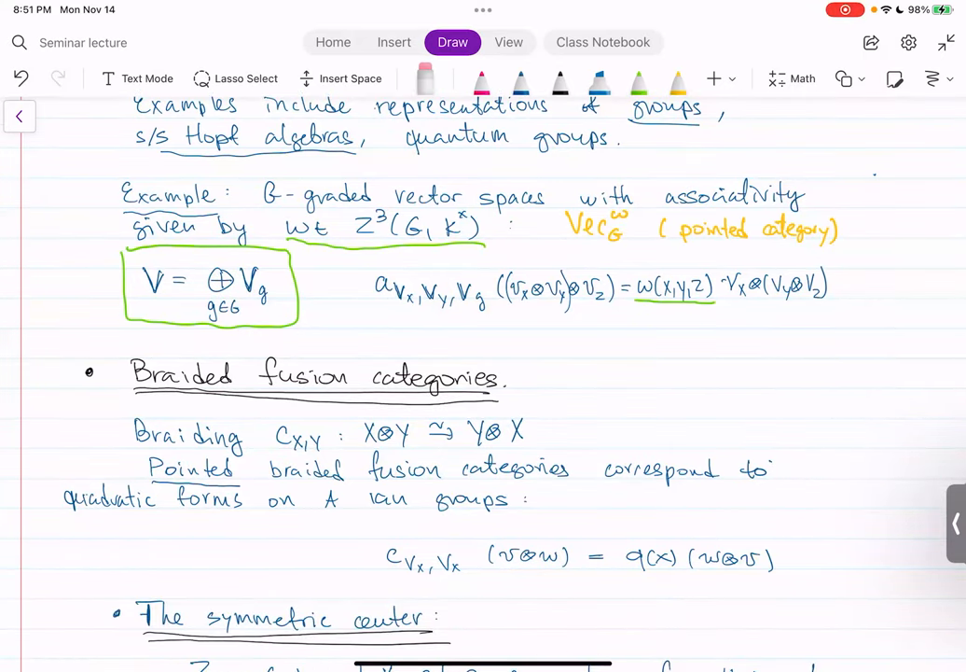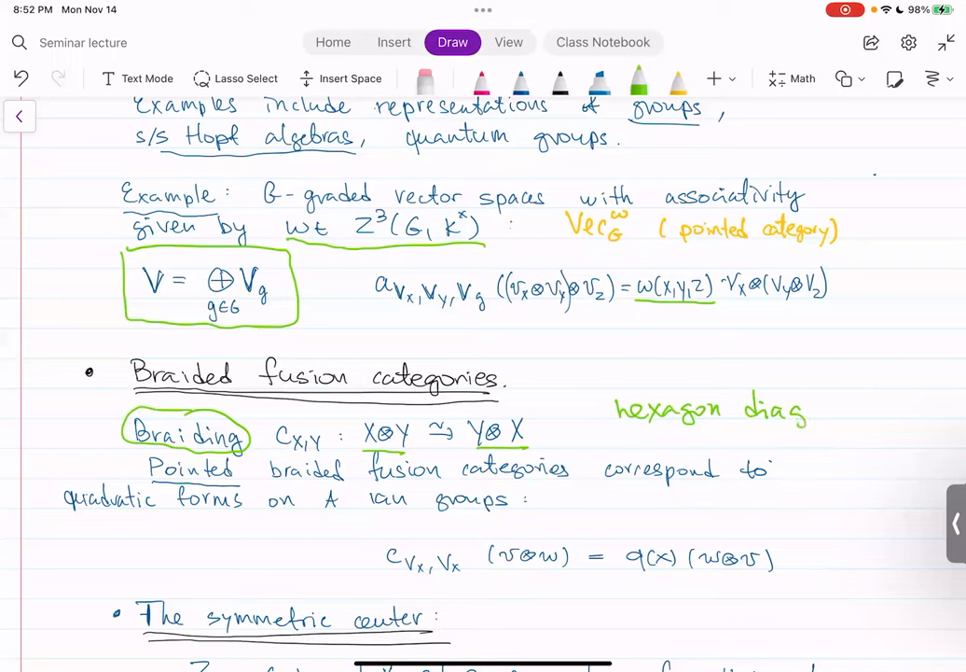Okay, so next, we are going to talk about braided categories. The braiding is the central notion of this talk. The braiding is a way to permute a pair of objects, X and Y. Again, braiding is not an equality, but rather an isomorphism, which is to satisfy certain coherence conditions called the hexagon diagrams.